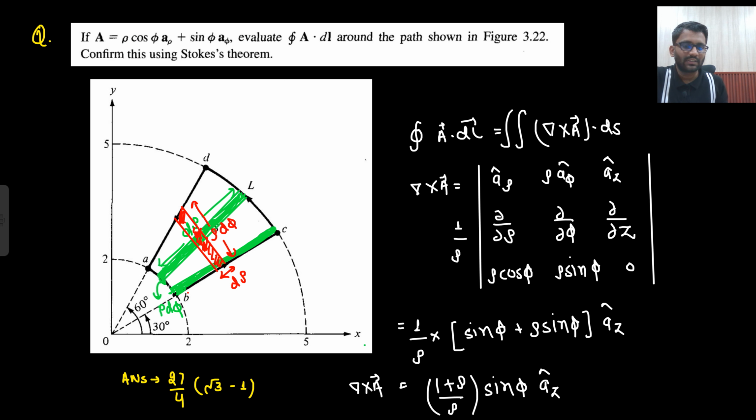In the earlier question, what was the scene? If I am saying that my phi is changing from 60 to 30 degree, then my rho is fixed at all the points. If I am moving like this and phi is changing from 60 to 30 degree, then at all the points my d rho is fixed, which is 2 to 5.